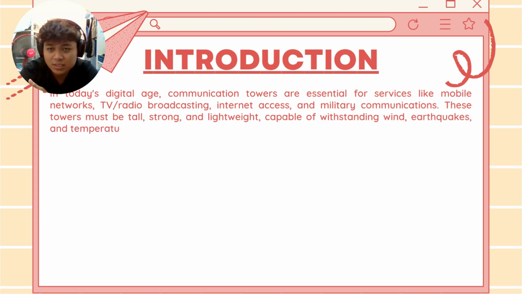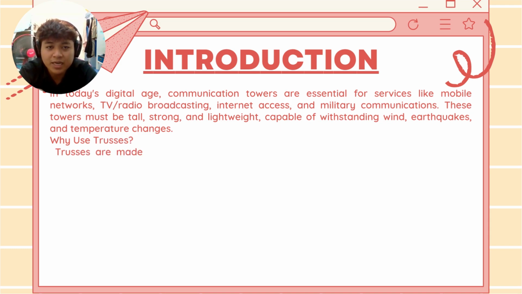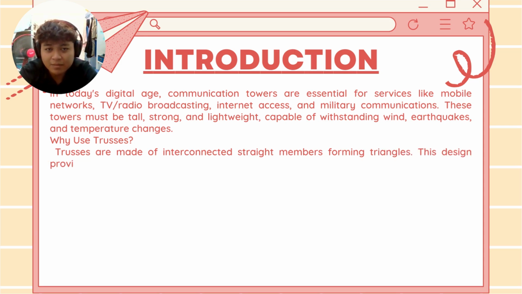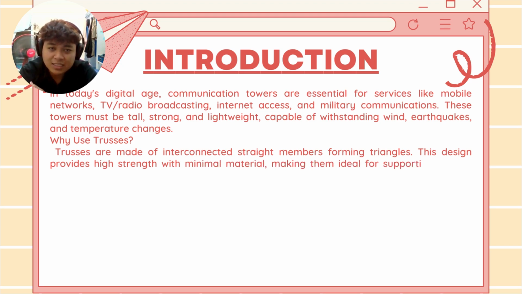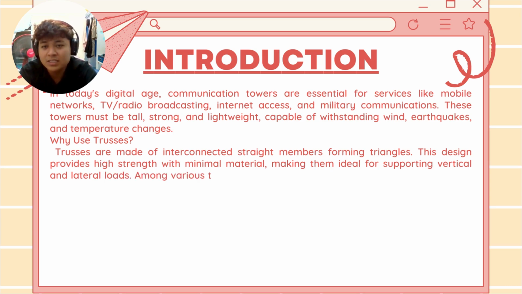Why use trusses? Trusses are made of interconnected straight members forming triangles. This design provides high strength with minimal material, making them ideal for supporting vertical and lateral loads. Among various types, the lattice truss is widely used in towers due to its strength, stability, and efficiency.